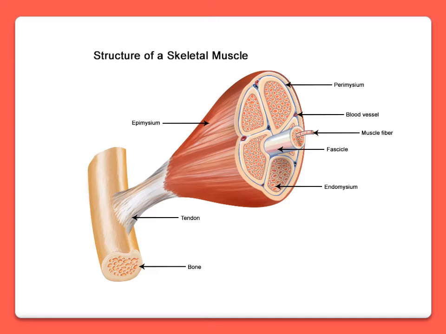This is a magnified diagram of skeletal muscle. You can see that this is bone and this muscle is attached to the bone with the help of tendon. If you remember, in the last session we did ligament and tendon. Tendon is a type of connective tissue that is found at the place where bone and muscles are attached together.